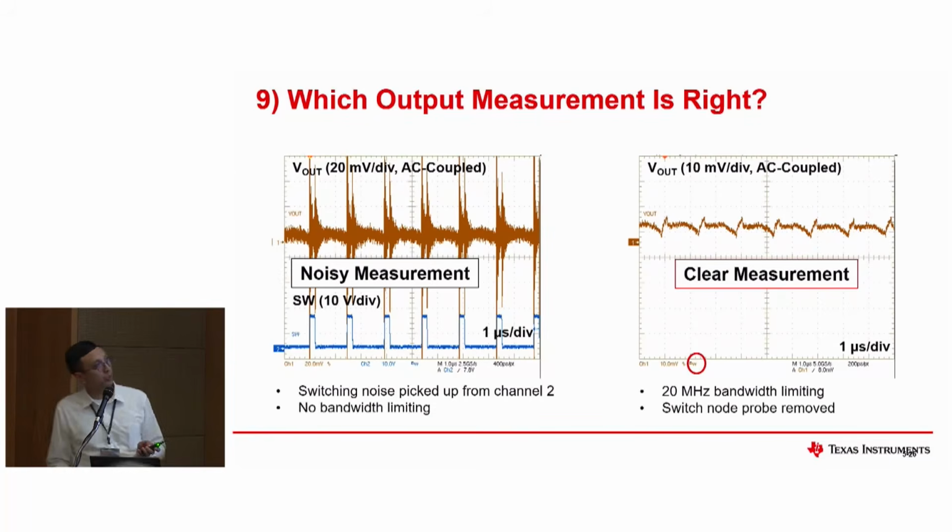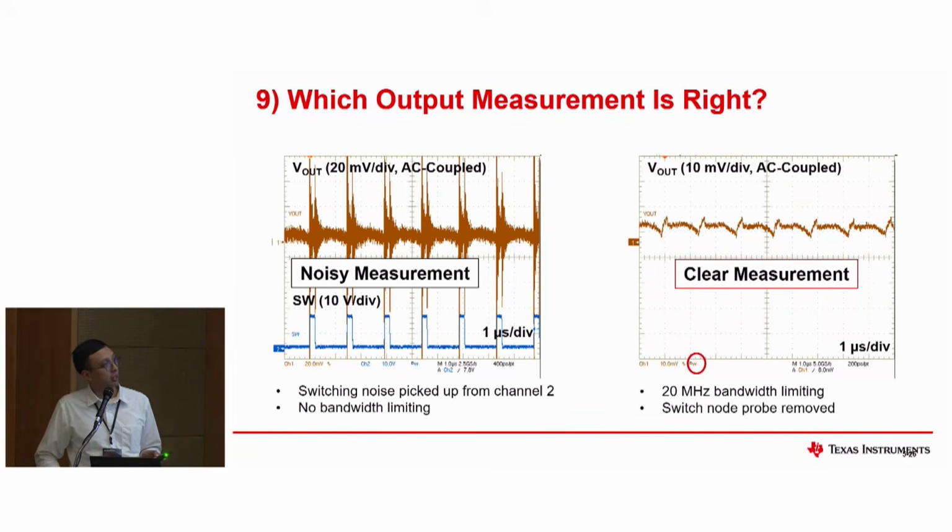Okay, so for the noisy measurement, first, you could see here, this is actually being measured along with the switch node. They're using the same scope with 2 probes connected to the same board. You could see here that the noise is affected by the switch node. This is actually noise that's picked up from the second channel, and it's because you're using the ground cable of the oscilloscope probe.